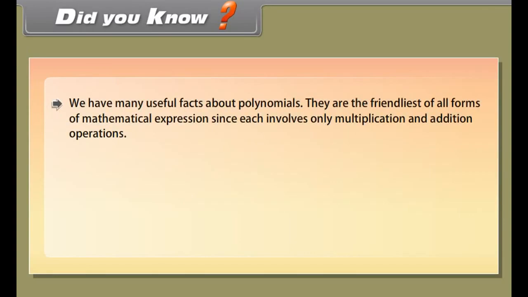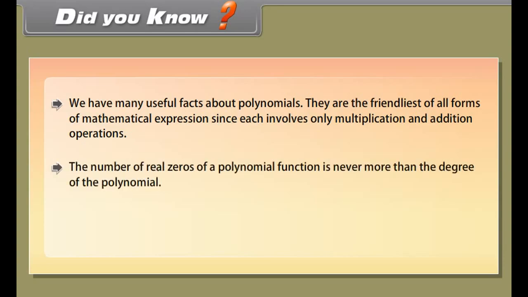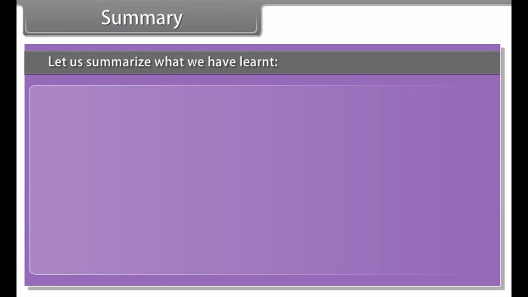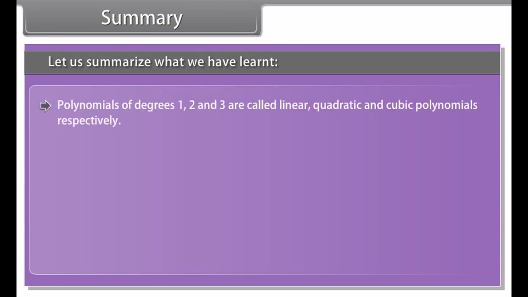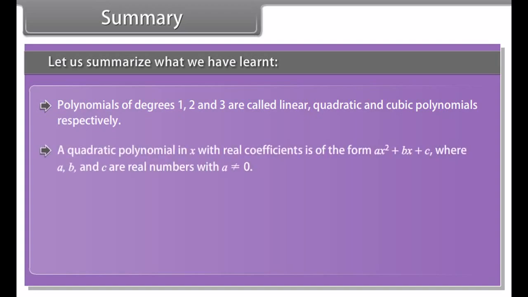Now to verify, let's see whether divisor into quotient plus remainder is equal to dividend or not. So, divisor into quotient plus remainder is equal to (minus x square plus x minus 1) into (x minus 2) plus 3 equals minus x cubed plus x square minus x plus 2x square minus 2x plus 2 plus 3 equals minus x cubed plus 3x square minus 3x plus 5 is equal to dividend, hence verified.